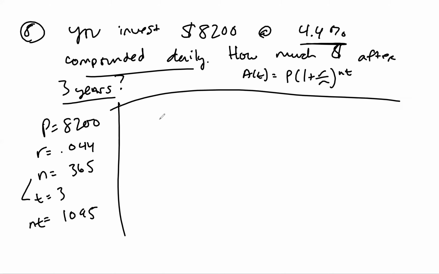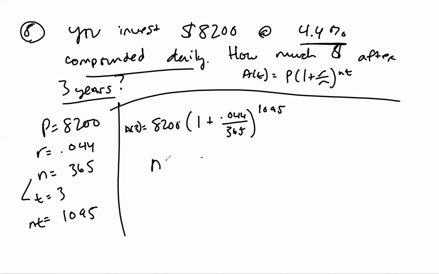And so I'm going to say 8200 equals, whoops, no, I'm kidding, not equals, so sorry. 8200 times 1 plus the rate, so 0.044, over the n value, 365, raised to the 1095. And again, this is just to type in the problem. So this was A of 3.